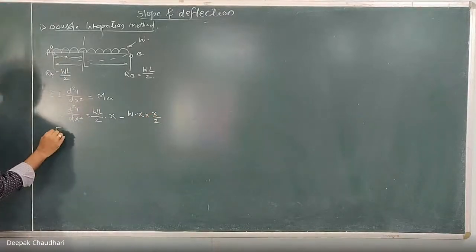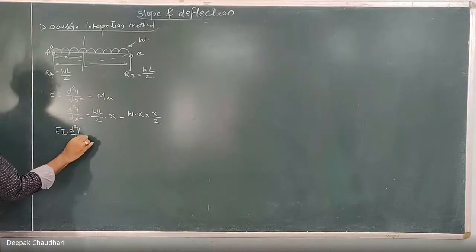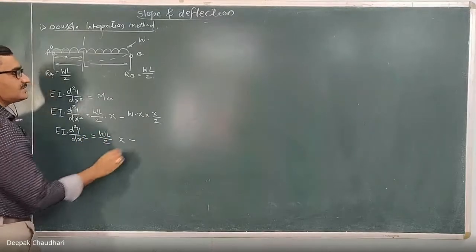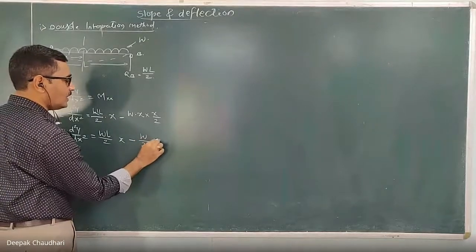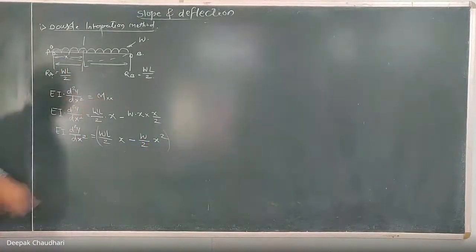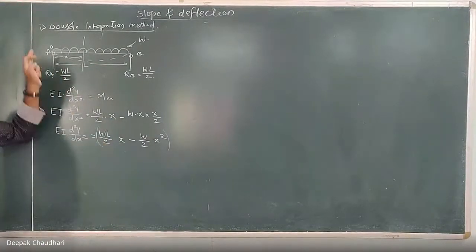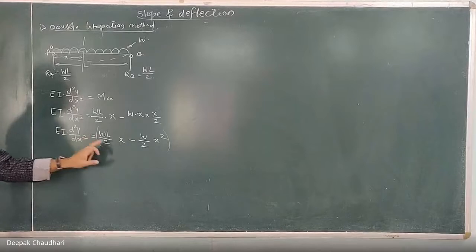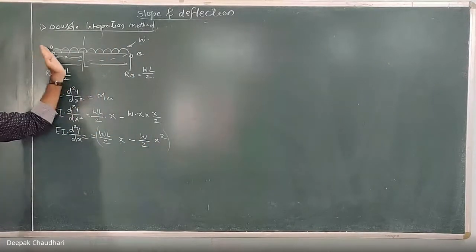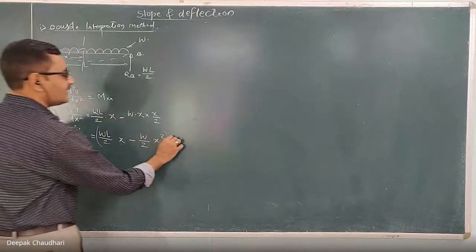Here, EI into d2y by dx square is equal to WL upon 2 into x minus W by 2 into x square. This is the general equation of the bending moment which I have written. This equation is valid from A to B. If I substitute x equal to 0, I'll get the bending moment at point A. If I substitute x equal to L, I'll get the bending moment at point B. Let's say this is equation number 1.